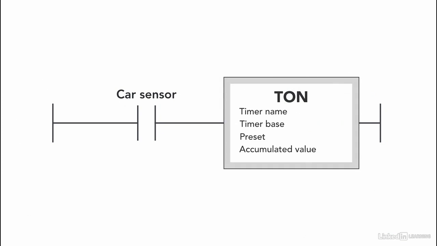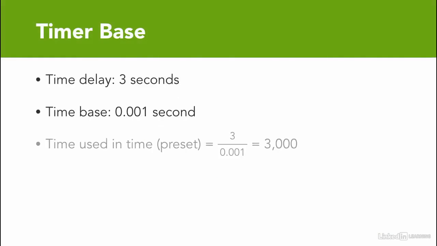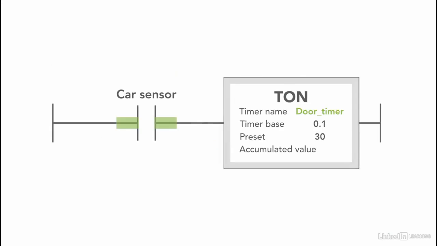So now we need a timer. As soon as the sensor detects a car, the door opens for 3 seconds. For the 3-second delay, we need to add a timer on delay to keep track of the time. And if we select the time base to be 0.1, then the preset value is 30. Now the program works this way. As soon as the sensor detects a car, the timer starts timing.